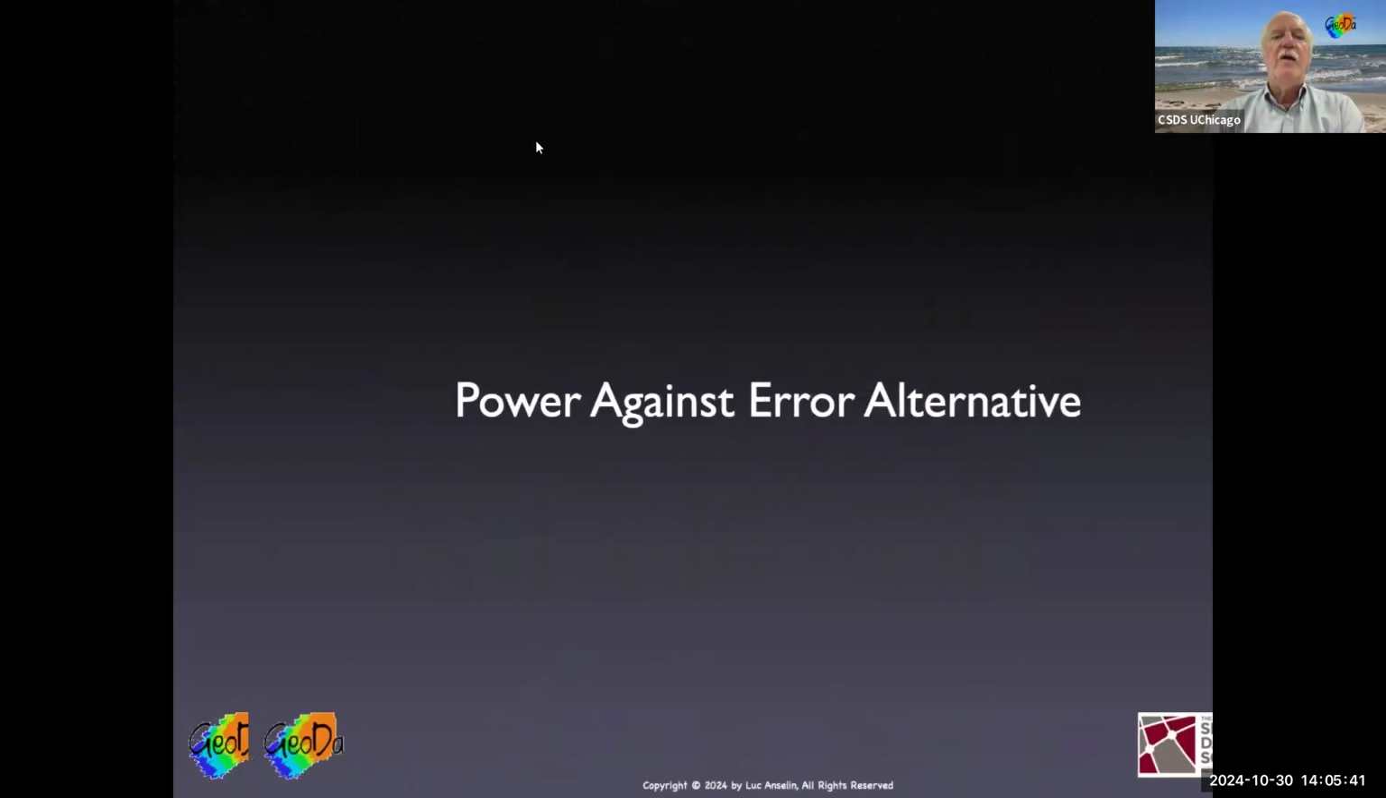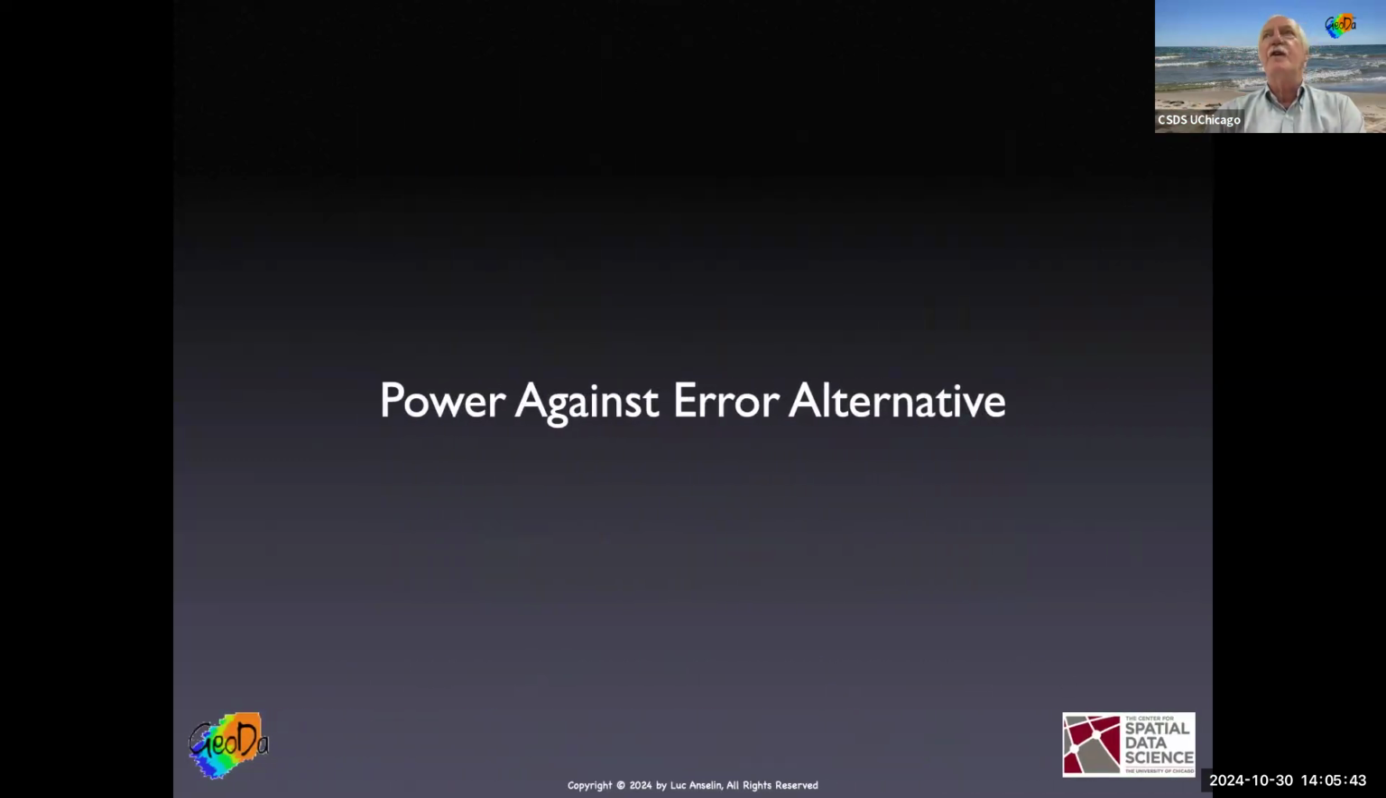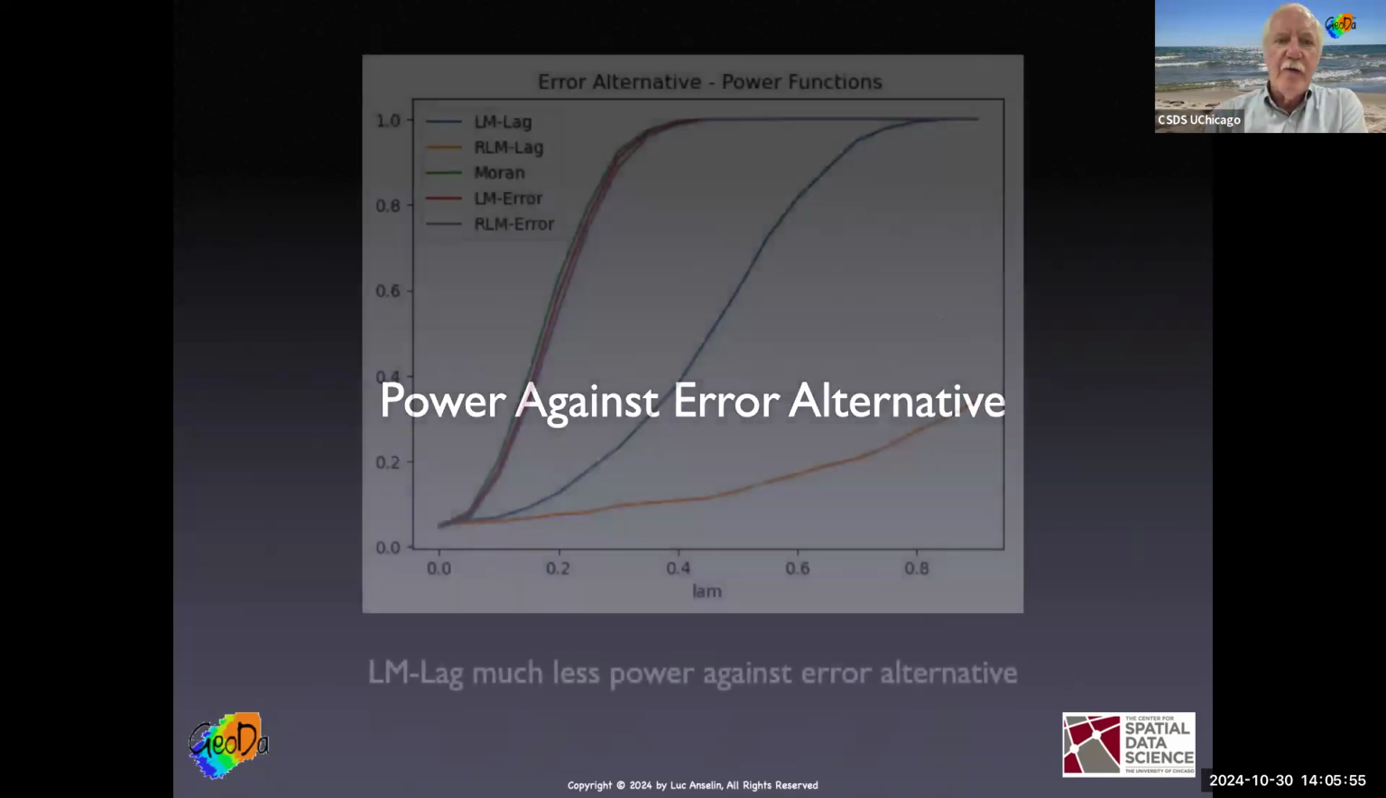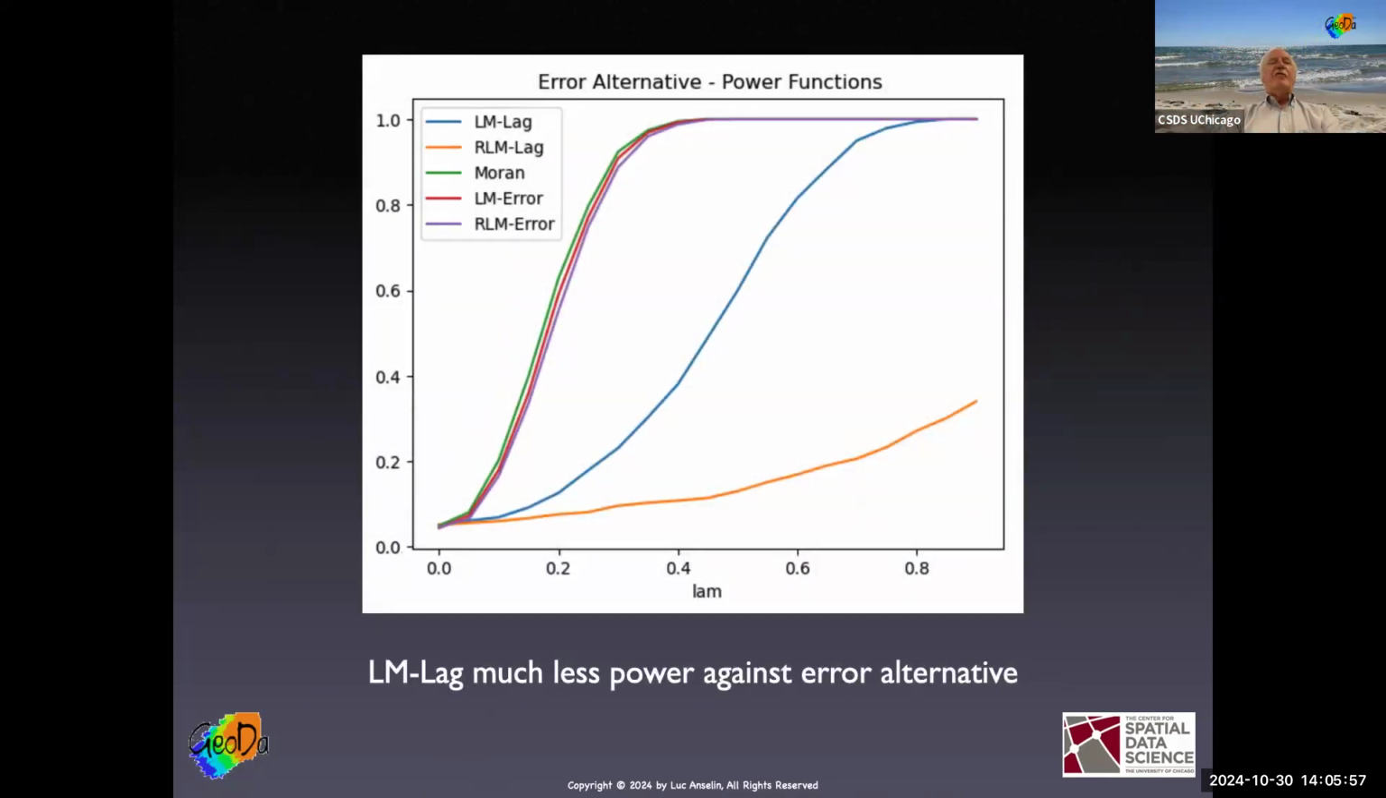Now, how are we doing when the true alternative is an error model? Again, same approach. We simulate the error model for different values of lambda, and we run the tests. We run OLS, and we run the tests 1,000 times. A little bit different. So we start with the lag tests. LM lag is the blue one, and the robust LM lag is the orange one.